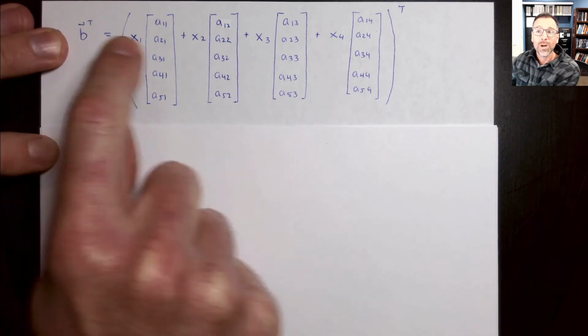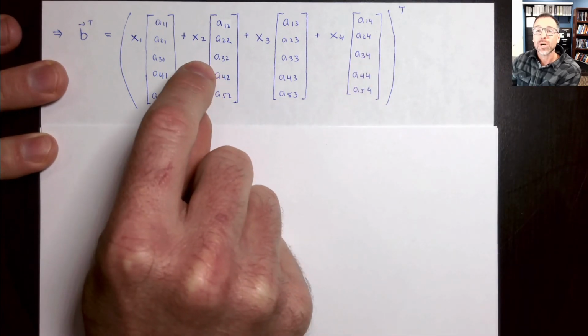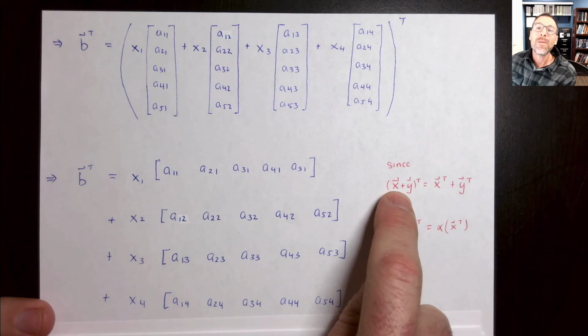This implies that I have a formula for the kth entry of the vector B, which is given by the kth row of A dot product with the vector X. I can write that in summation notation: the sum from J equals 1 to N of A_kj times X_j.